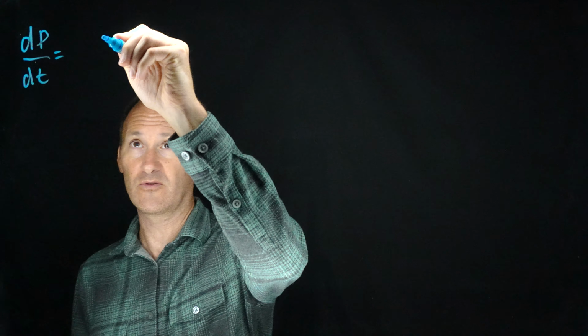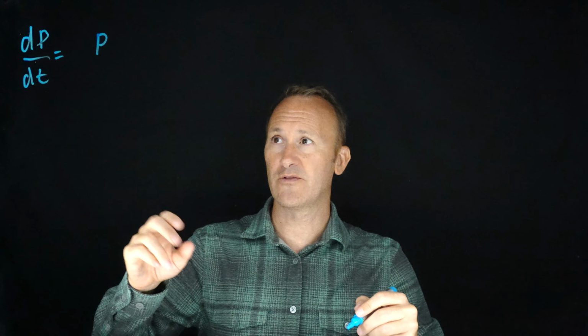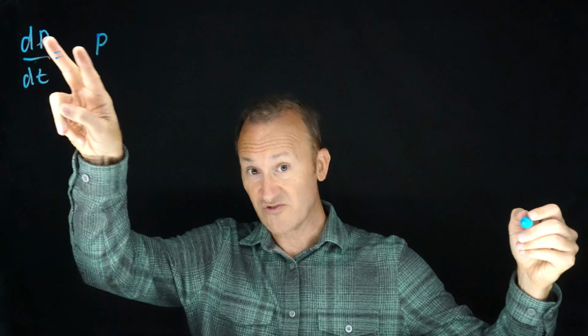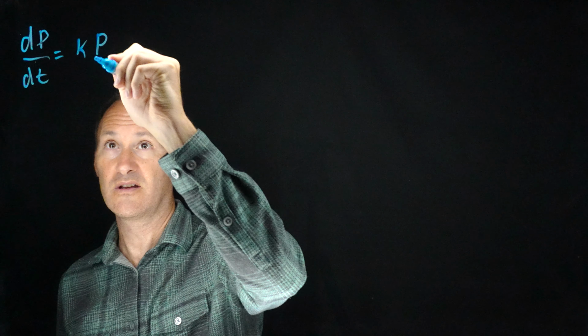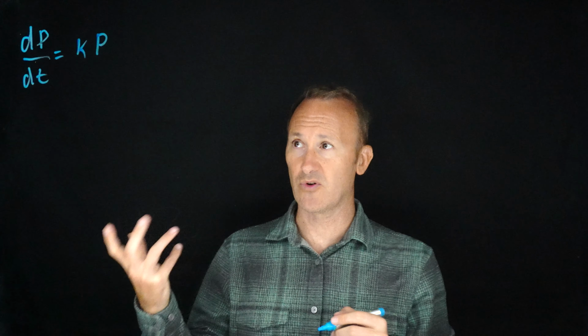So if we want to look at how we affect the population, well, if larger population means a greater rate of change of population, we would then need to multiply this by some constant, say k. Okay, so this is a standard assumption about population growth.